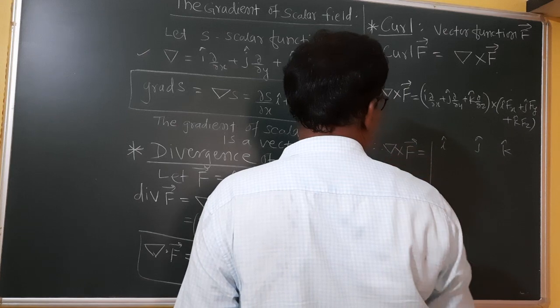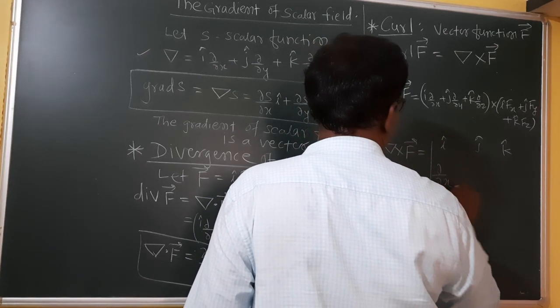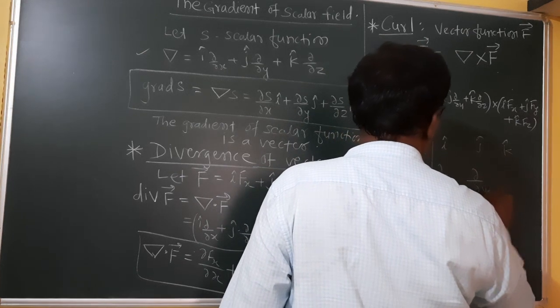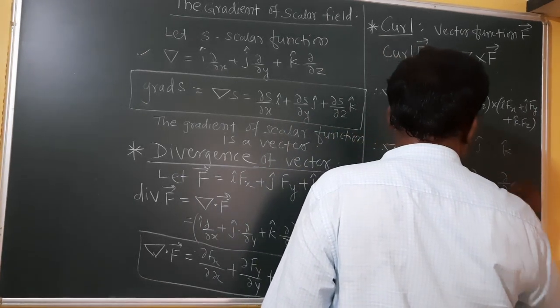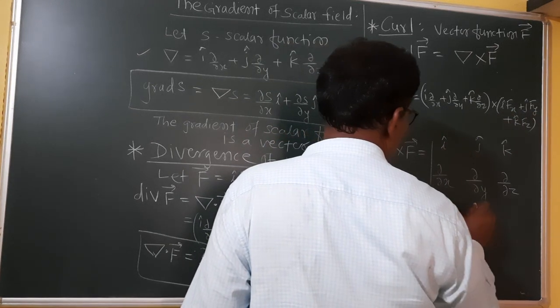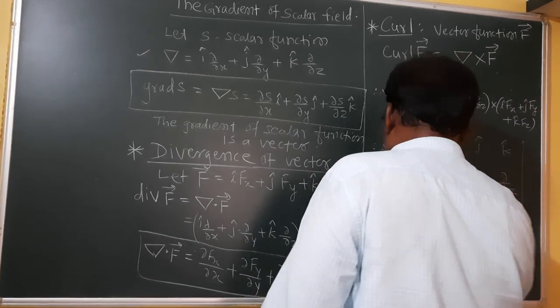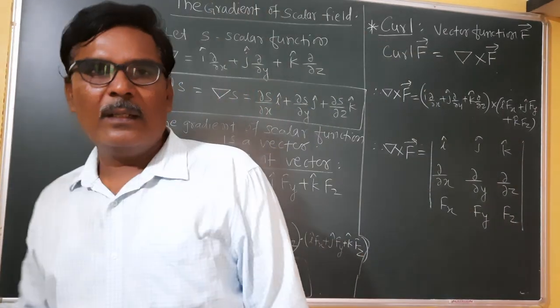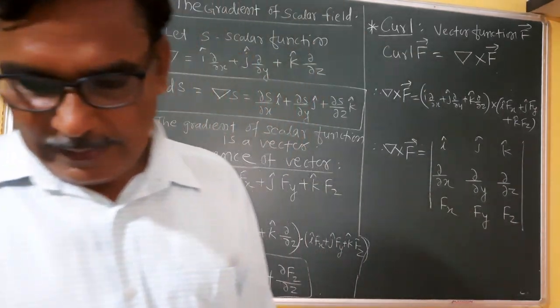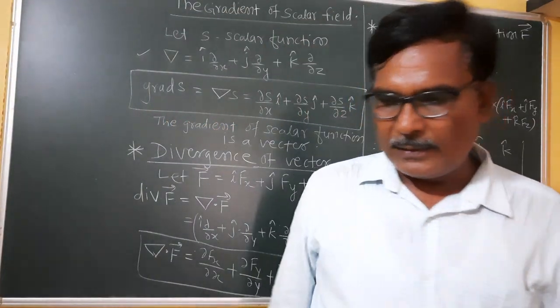These are the components of the x-axis, dou by dou x, dou by dou y, dou by dou z, and the F components are fx, fy and fz. And this is nothing but the curl of F bar. And now we have to write down these, all the things are very important.